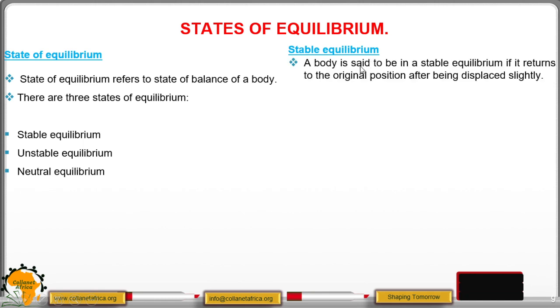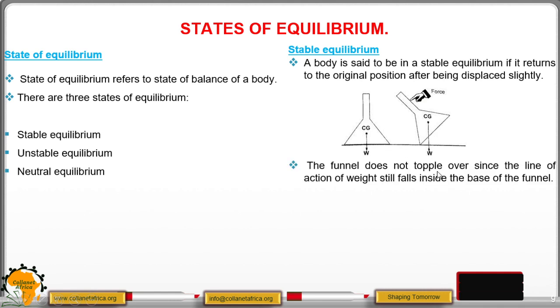Let's start by looking at stable equilibrium. A body is said to be stable if it will return to its original position after being displaced slightly. For example, if this funnel is pushed using this force here, after releasing the force, it will return back to its normal position. So at the end, it will return to this state. So it means that it is stable.